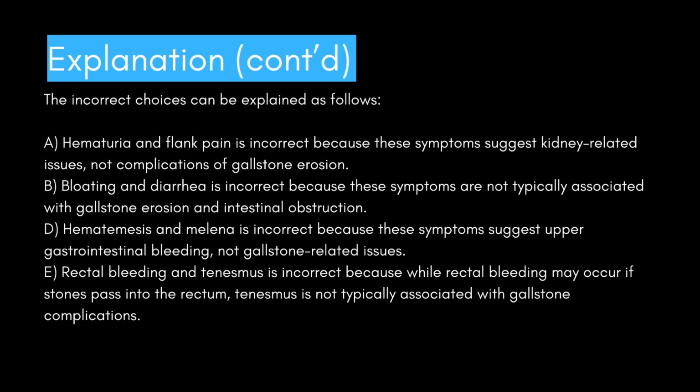Hematuria and flank pain is incorrect because these symptoms suggest kidney-related issues, not complications of gallstone erosion. Bloating and diarrhea is incorrect because these symptoms are not typically associated with gallstone erosion and intestinal obstruction. Hematemesis and melena is incorrect because these symptoms suggest upper gastrointestinal bleeding, not gallstone-related issues. Rectal bleeding and tenesmus is incorrect because while rectal bleeding may occur if stones pass into the rectum, tenesmus is not typically associated with gallstone complications.